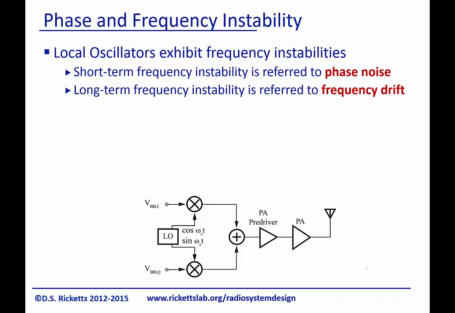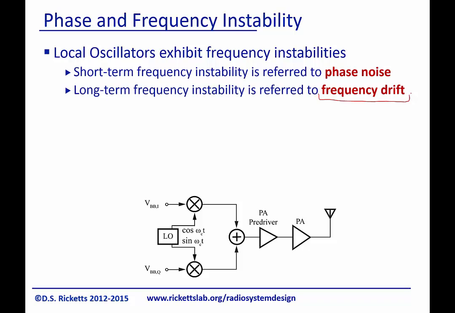Another non-ideality is phase and frequency instability. We're not going to talk a great deal about this, but you should realize that the oscillators that we use aren't perfect. There are two things that aren't perfect about them. The first one is the fact that the frequency is not fixed in time, and it actually drifts over time. And it's not a large drift. It would be maybe a few fractions of a percent.